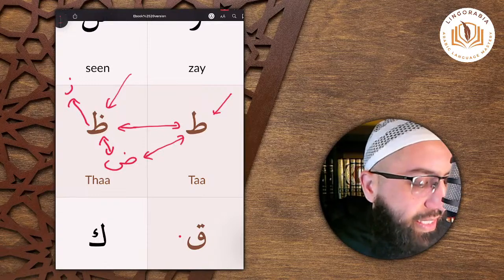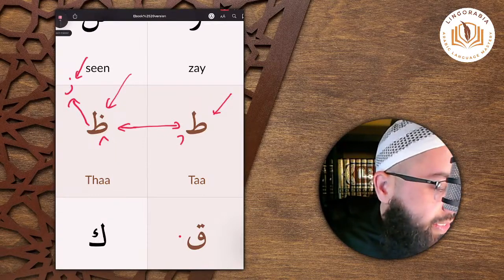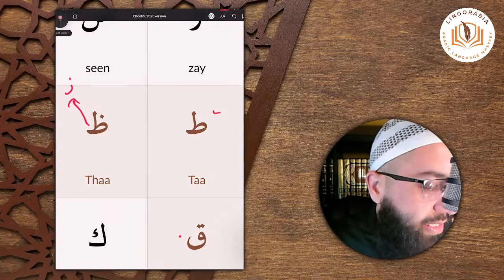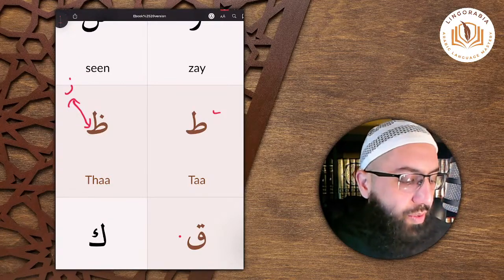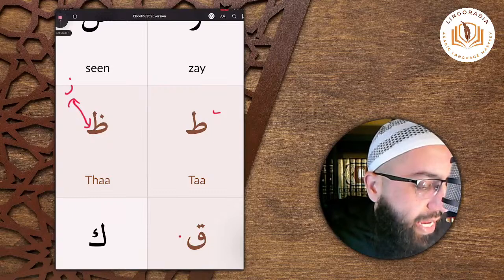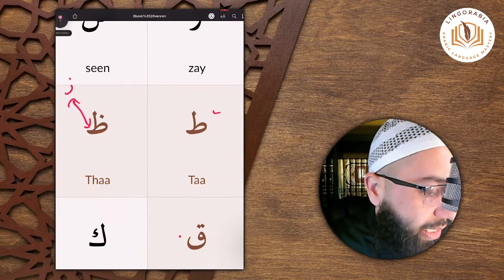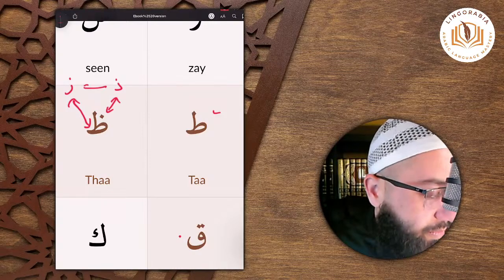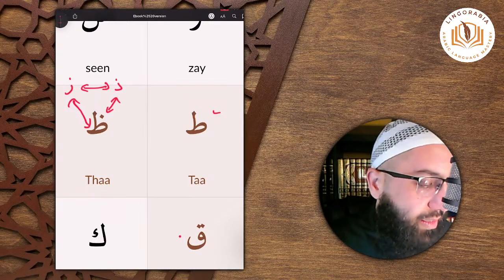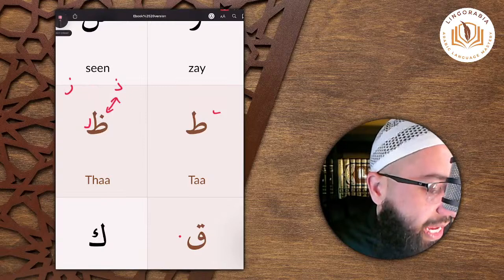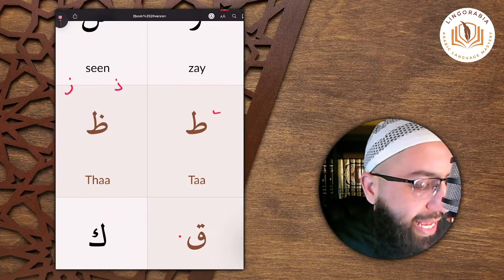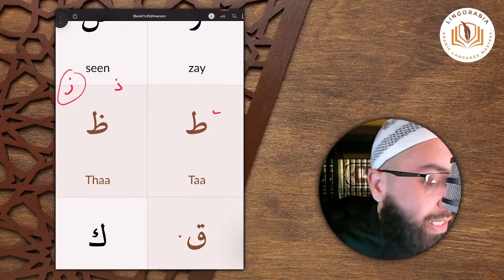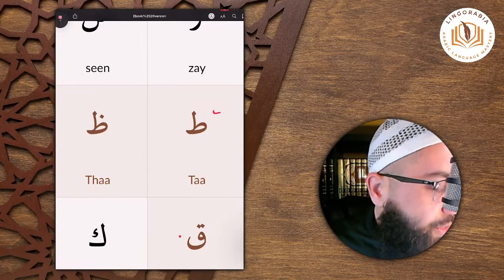Also, another one, you have to differentiate between this and this. So this is the zai. This is the letter zai. The letter zai is a different letter, so this is not the zai. It's not the same. And in some countries they pronounce all these letters the same. The dhal and the zai and the dha, they pronounce all of them as a zai, and that's not the case. So try to differentiate between the letters.